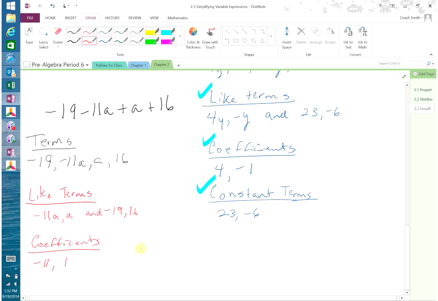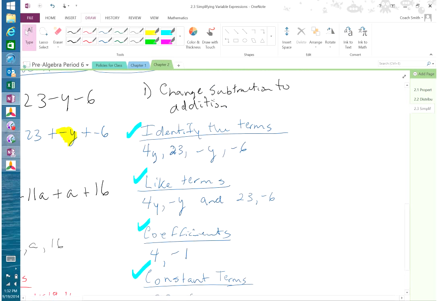And then the final, the constant terms. Haley. Okay. Yes, 16 and -19. Okay, so those are the terms that are the same that are constant terms.